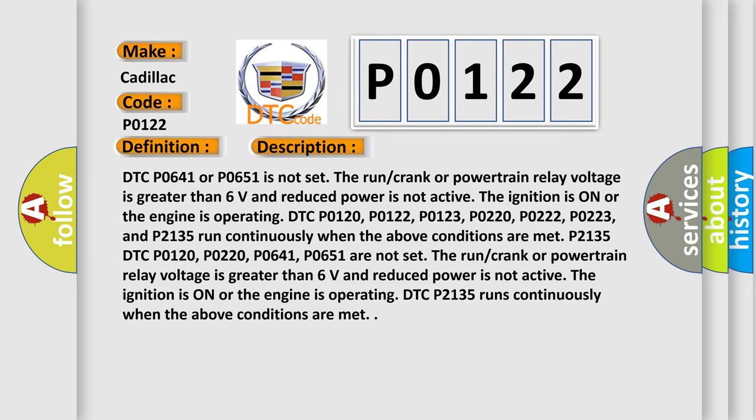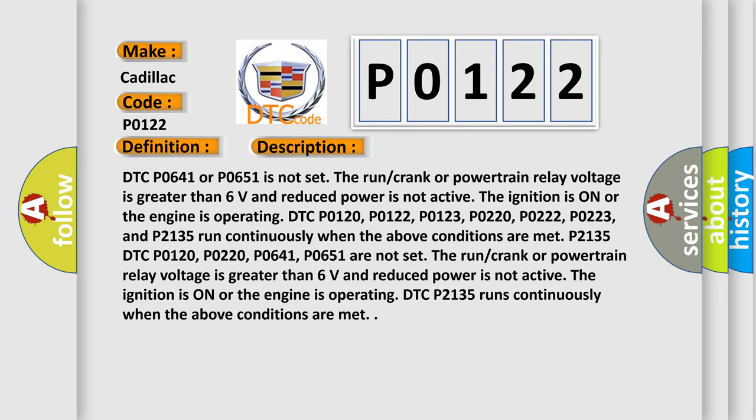DTC P0641 or P0651 is not set. The run crank or powertrain relay voltage is greater than 6 volts and reduced power is not active. The ignition is on or the engine is operating. DTC P0120, P0122, P0123, P0220, P0222, P0223, and P2135 run continuously when the above conditions are met.